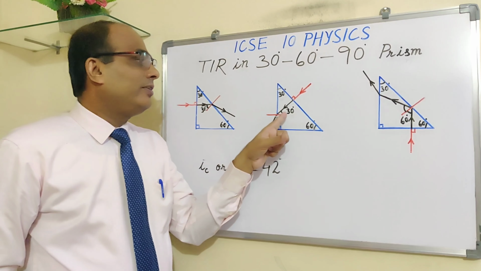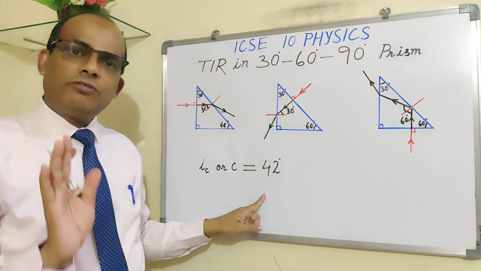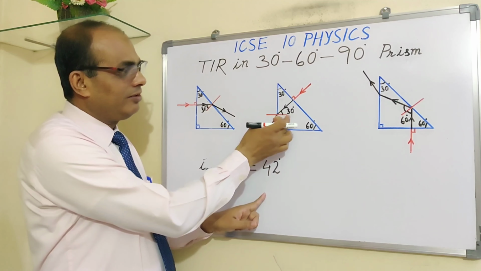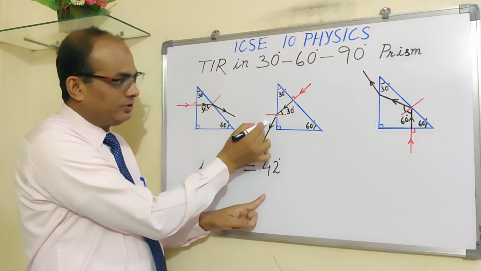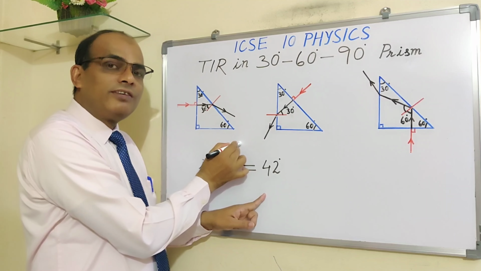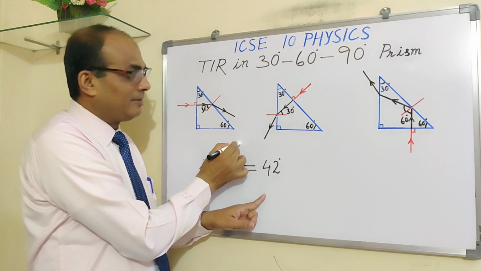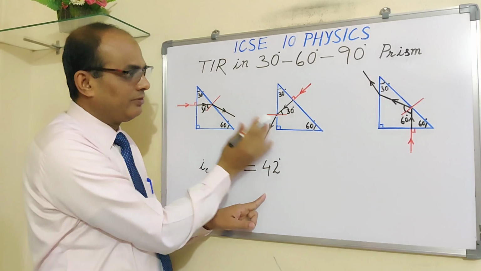So 30 degrees means again the angle of incidence is less than the critical angle, so refraction will take place. The ray of light is traveling from denser to rarer medium, so it will go away from the normal. The actual path of the ray should have been this, but because refraction is taking place, it will go away from the normal. This is the normal, so away from the normal.